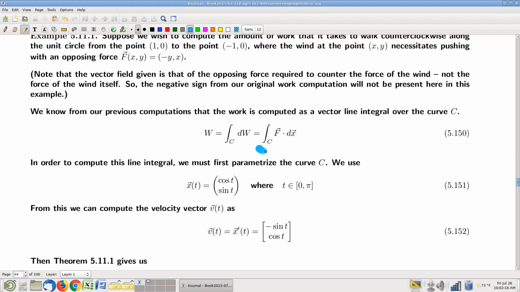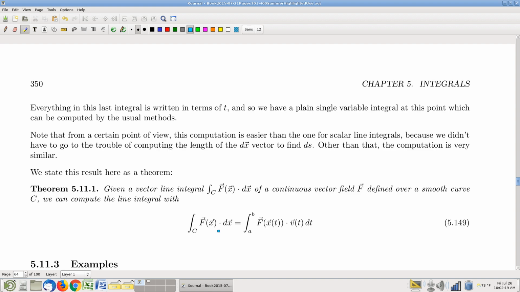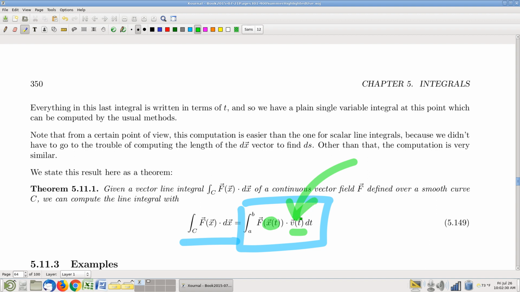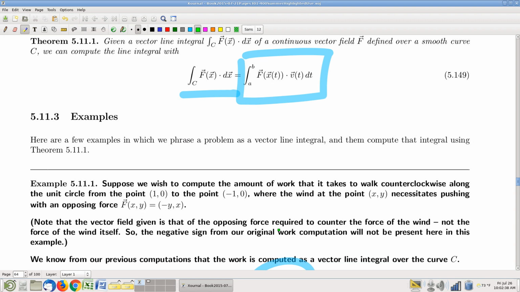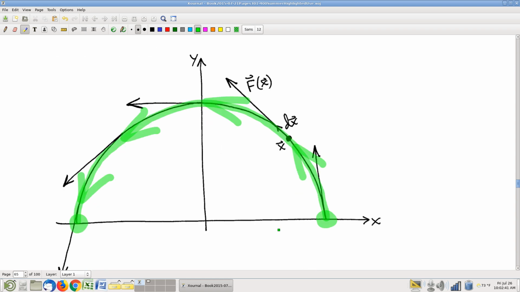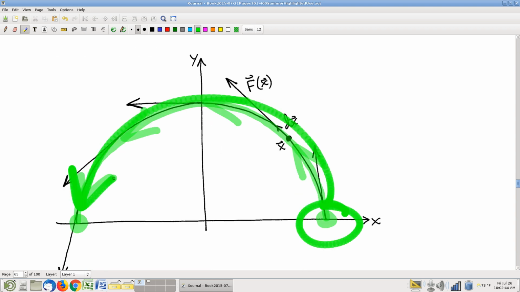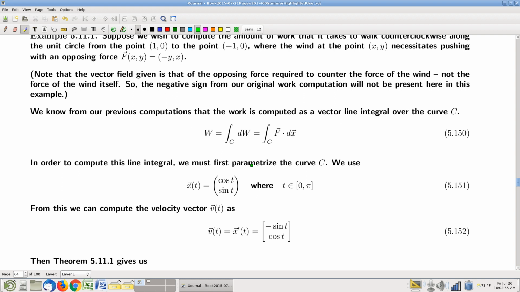Right. Now how do I compute one of these vector line integrals? Well, here's our formula. Vector line integral is computed with that. Everything in here, you will notice, comes from the parameterization. The velocity is the derivative of the parameterization. X of t is literally the parameterization. So step one, parameterize your curve. Here's our curve. How do we parameterize going from 1, 0 counterclockwise around to negative 1, 0? That's, again, our very familiar unit circle parameterization. We've done that long ago. And that is parameterized by this.